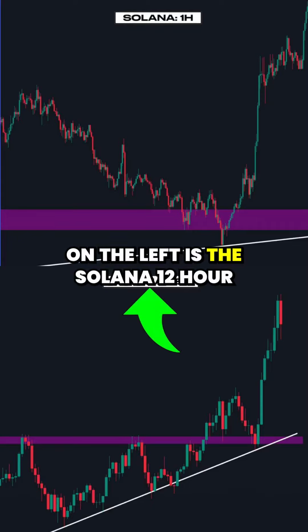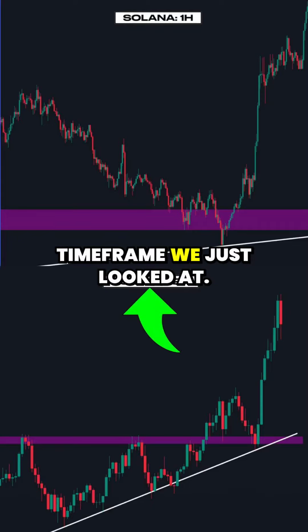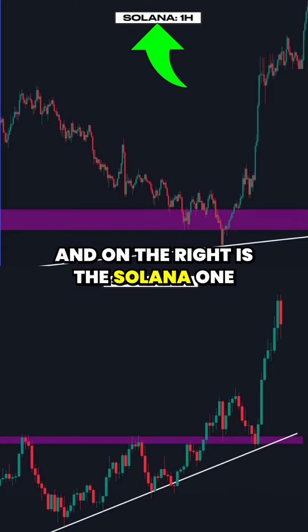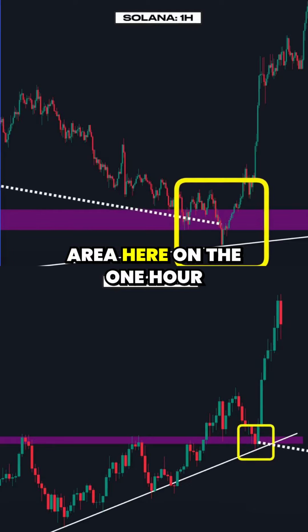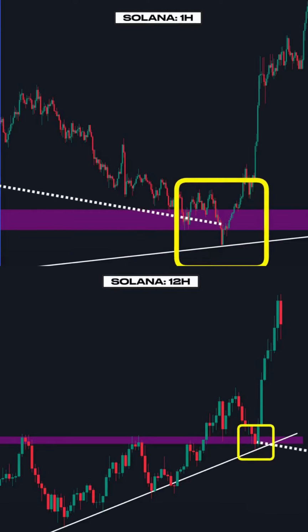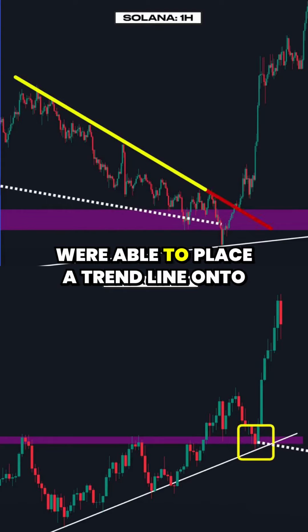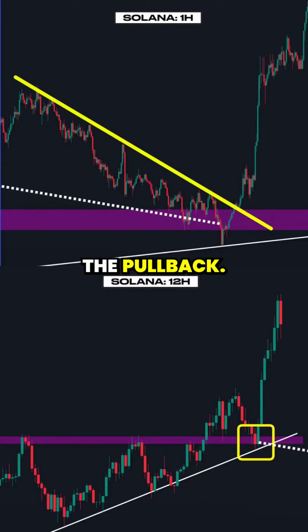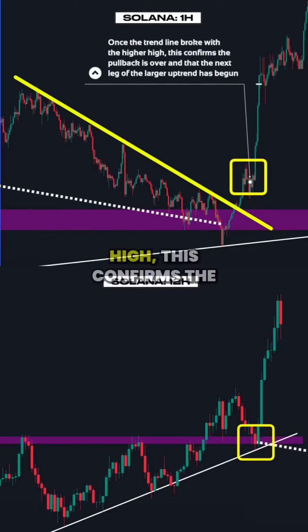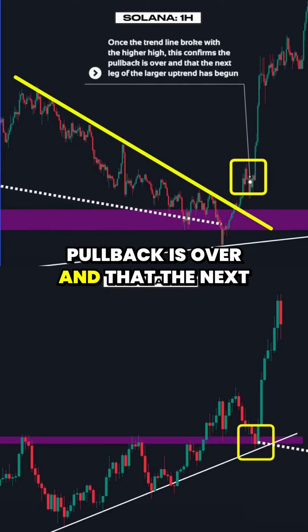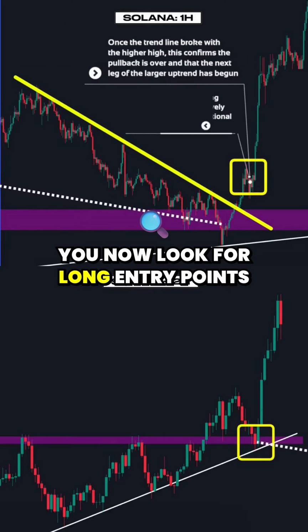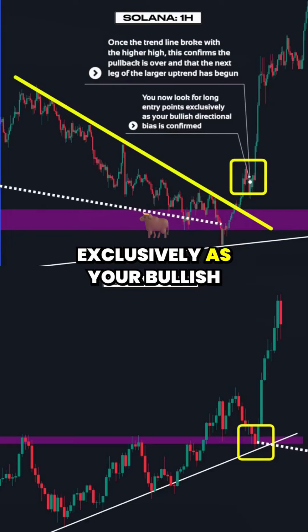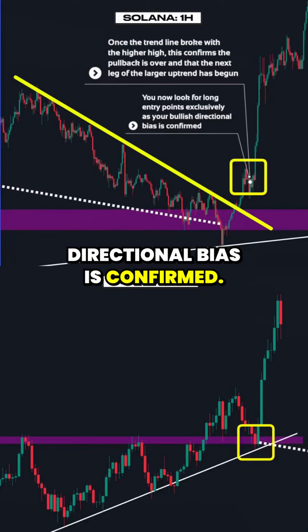On the left is the Solana 12-hour time frame we just looked at, and on the right is the Solana 1 hour time frame. Your trade setup here is this same area here on the 1 hour time frame. Using this lower time frame, you were able to place a trend line onto the pullback, and once it broke with the higher high, this confirms the pullback is over and that the next leg of the larger uptrend has begun. You now look for long entry points exclusively as your bullish directional bias is confirmed.